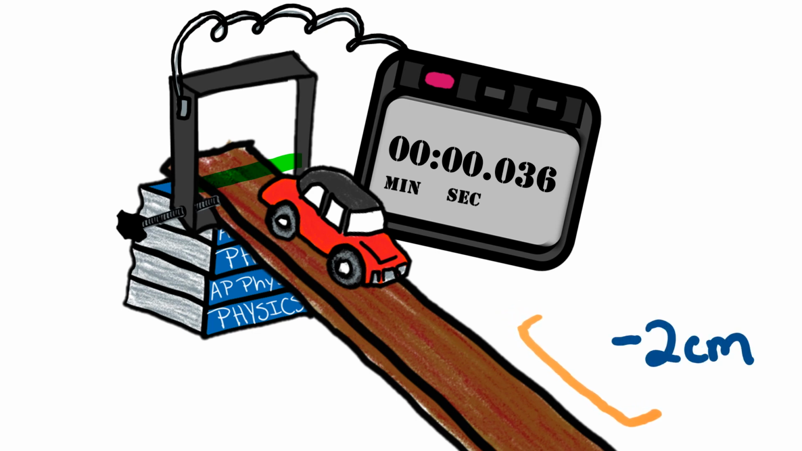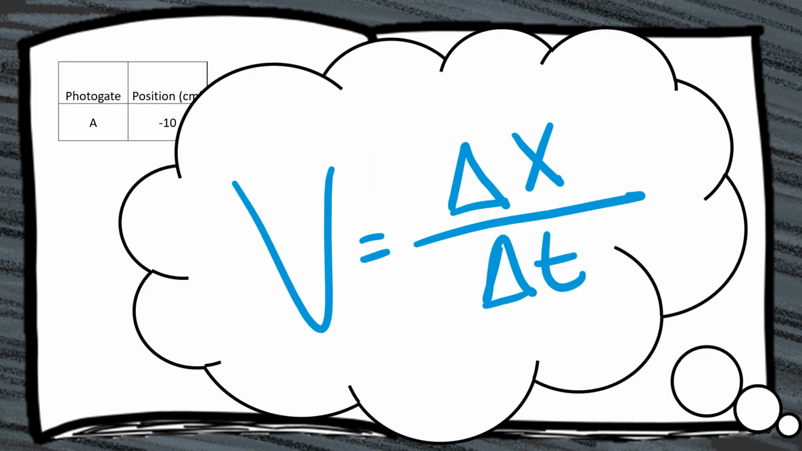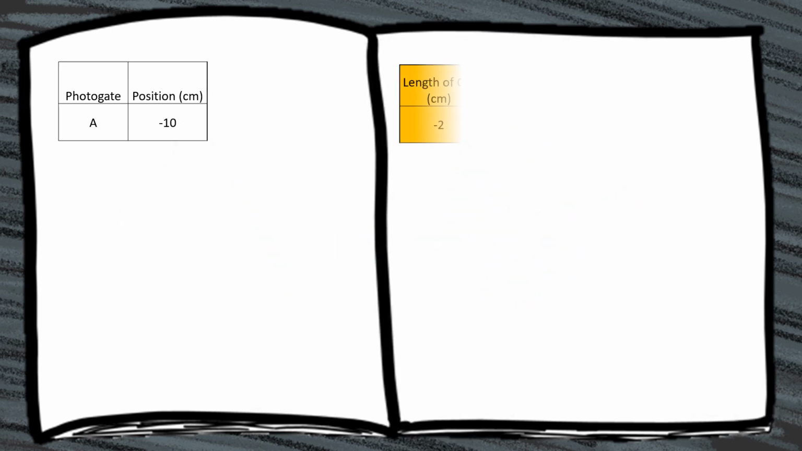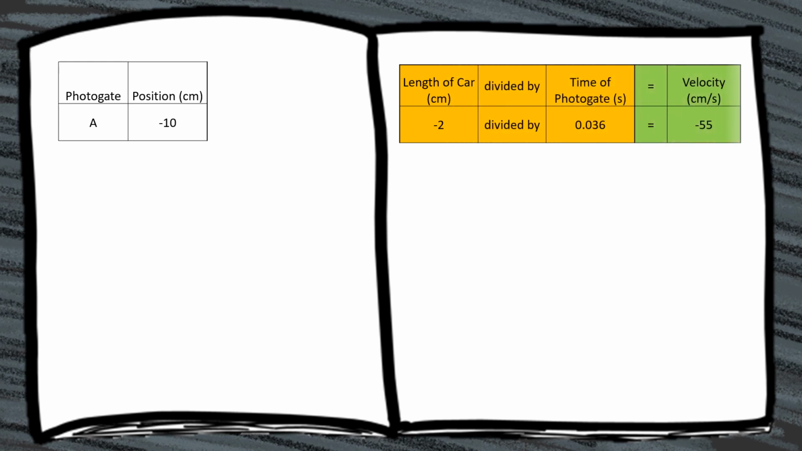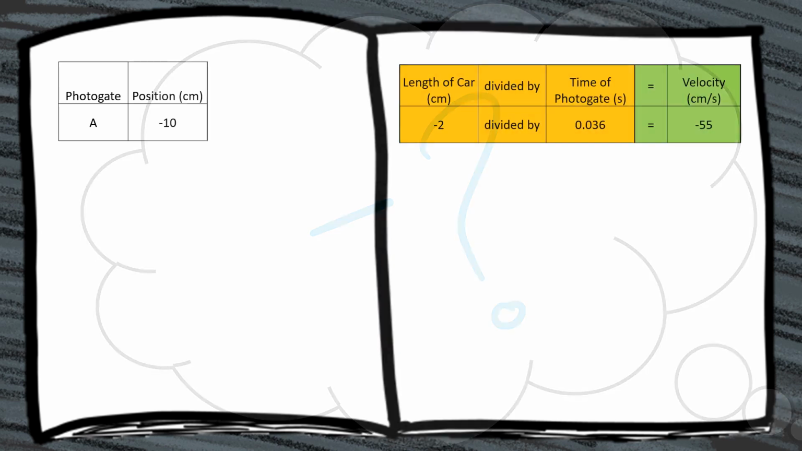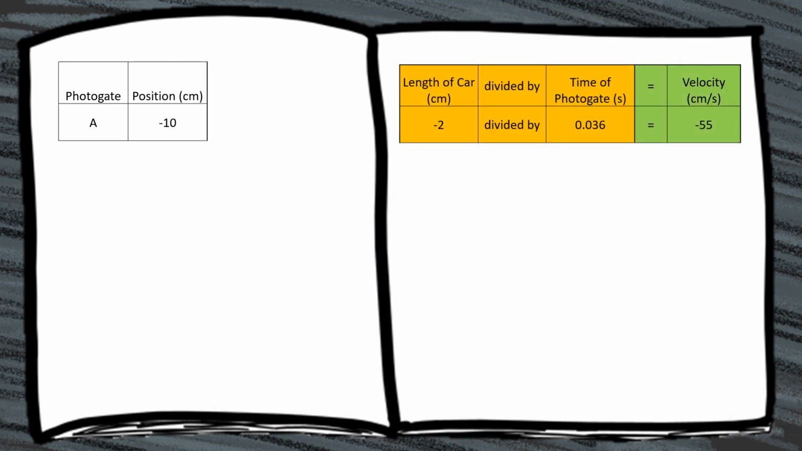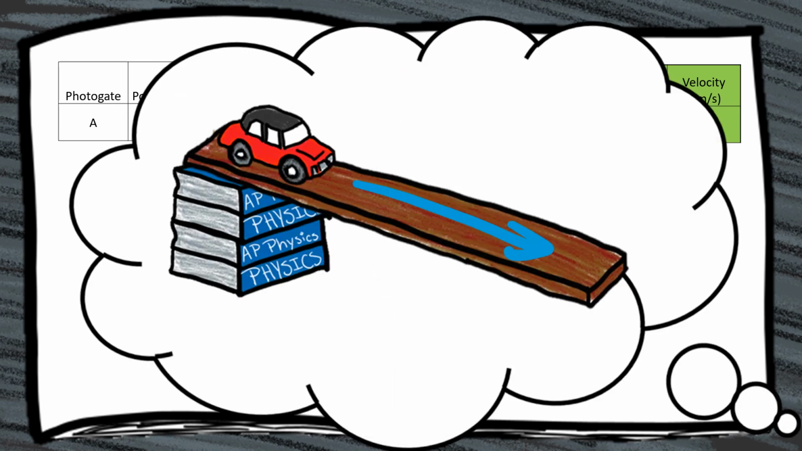Now, what do we do with this information? We can now calculate the car's velocity at this point in the track, which would be, you got it, Alex, the length of the car divided by the time recorded on the timer. Good question, Alex. Remember that we're working with vectors and that negative is a way to identify direction. Since the car is traveling downward, we will identify it as the negative direction. That way, if the car were to go back up the ramp, it would be in a positive direction.